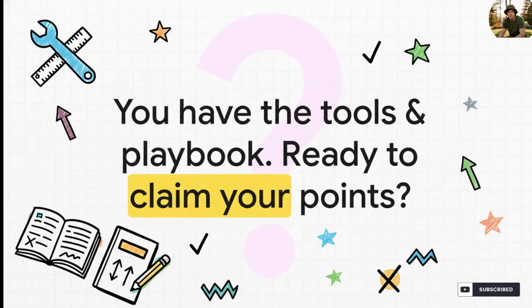At the end of the day, these are some of the most dependable, reliable points you can possibly earn on the ACT Math section. You have the tools, you have the playbook, and you know the traps to avoid. So practice them, master them, and go into that test ready to claim every single one.